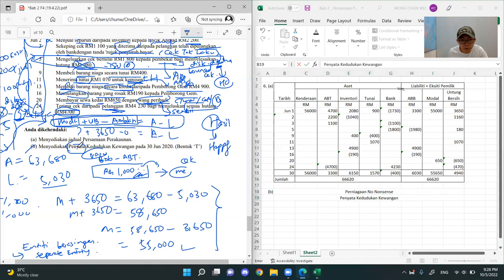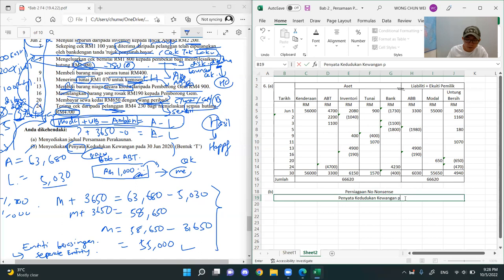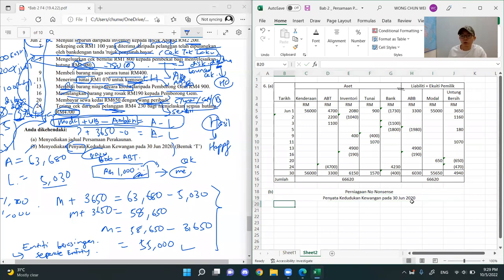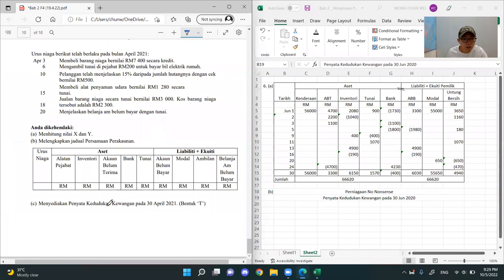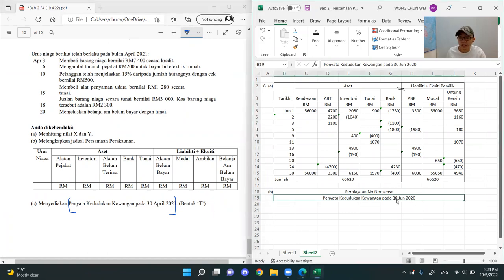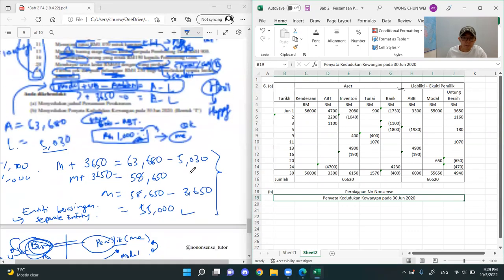All right, so you just copy. Actually, you can just copy from here to the end. Pada, so all this must have. All right, it is a format, 30th June 2020. So all this you don't have to memorize, you just have to know, and then once you have known, you just copy every time it is given, like this one. So you just copy the title here until here. All right, bentuk T, you don't have to copy. This is just to tell you, you have to prepare something that is bentuk T.